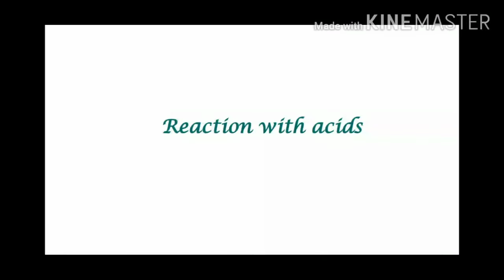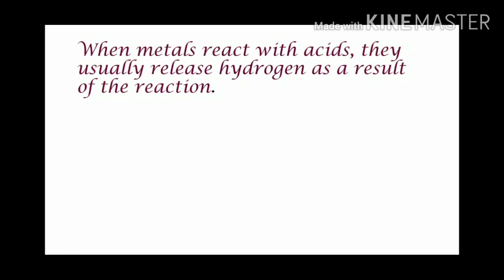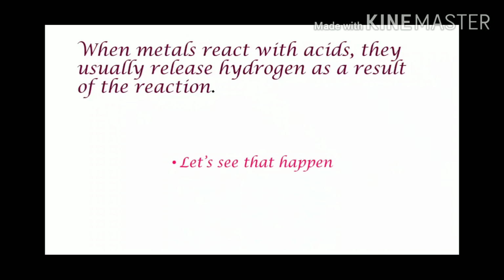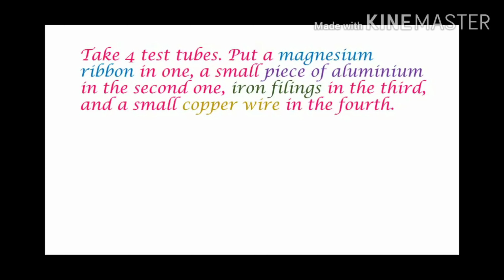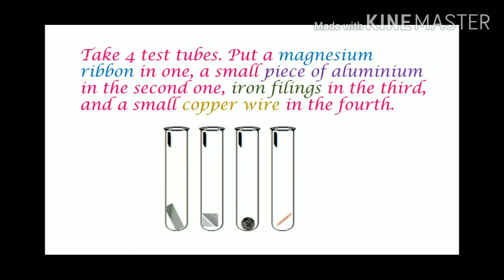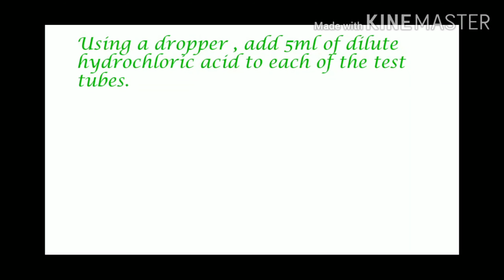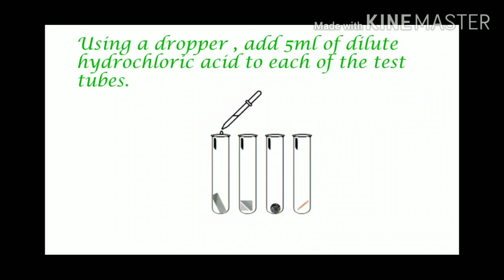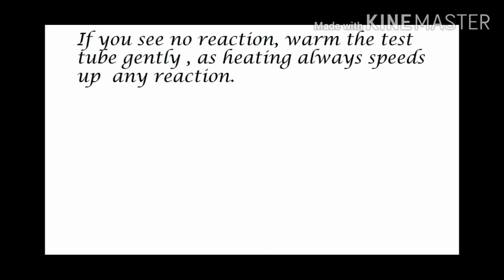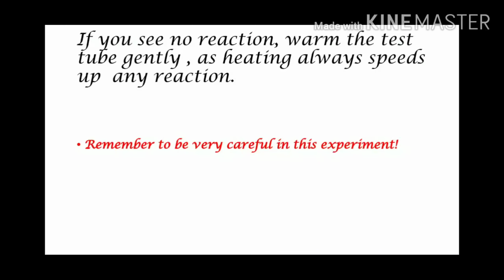Reaction with acids. When metals react with acids, they usually release hydrogen as a result of the reaction. Let's see that happen. Take 4 test tubes, put a magnesium ribbon in one, a small piece of aluminium in the second one, iron filings in the third, and a small copper wire in the fourth. Using a dropper, add 5 ml of dilute hydrochloric acid to each of the test tubes. If you see no reaction, warm the test tube gently, as heating always speeds up any reaction. Remember to be very careful in this experiment.